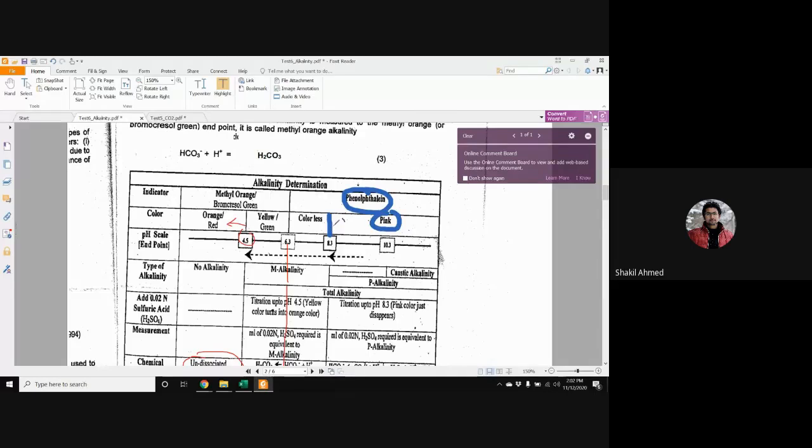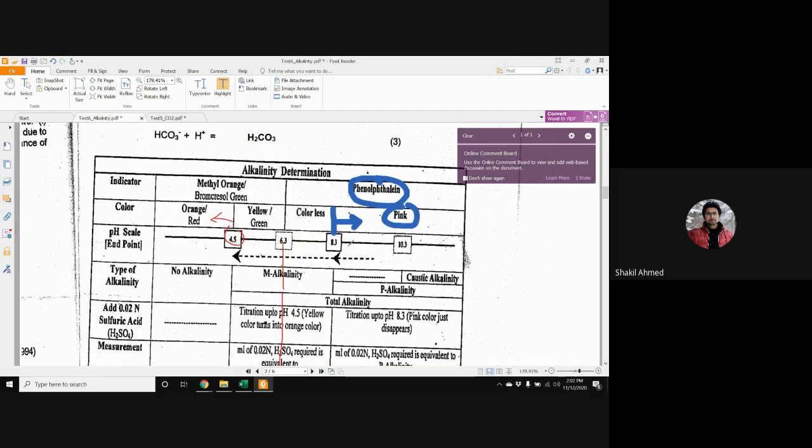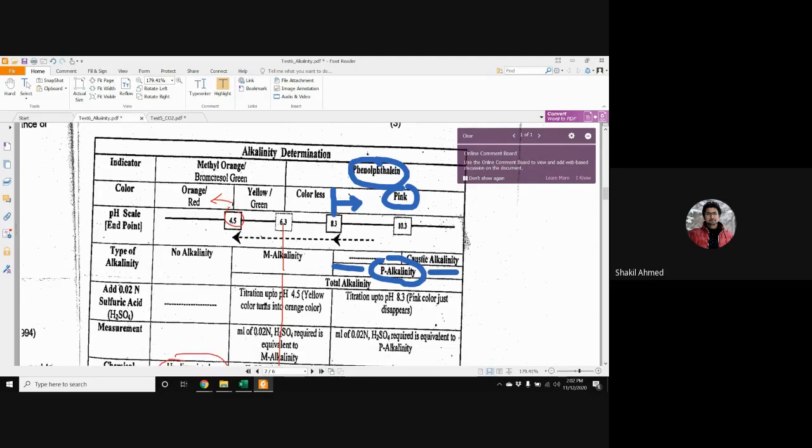Am I right? Either 8.3 or greater than 8.3. That means you have alkalinity. Which alkalinity? You have P alkalinity in this. If your pH is in between 4.5 to 8.3, in this range, you have M alkalinity.